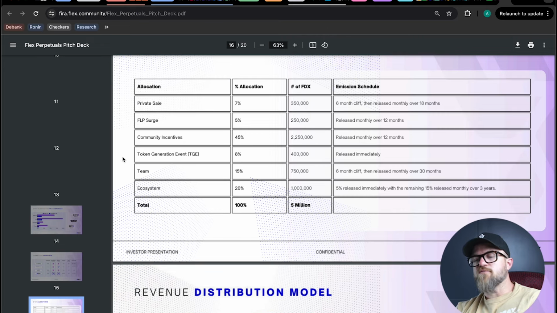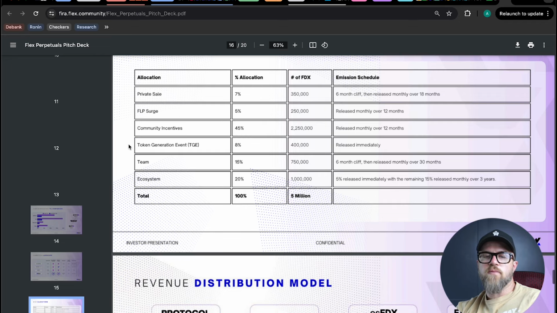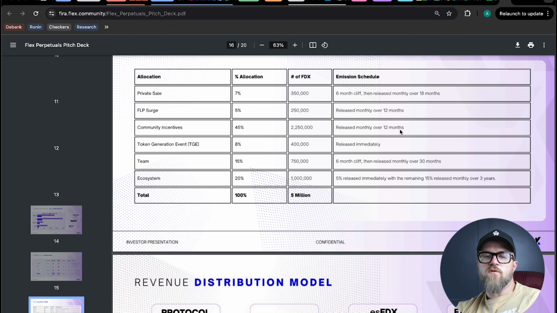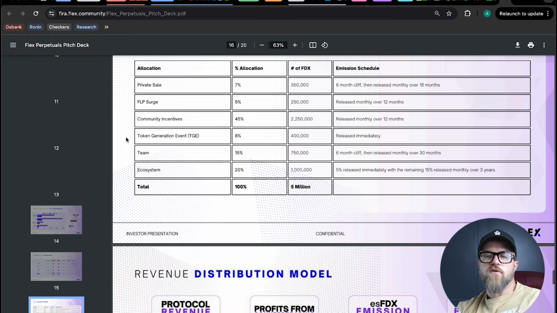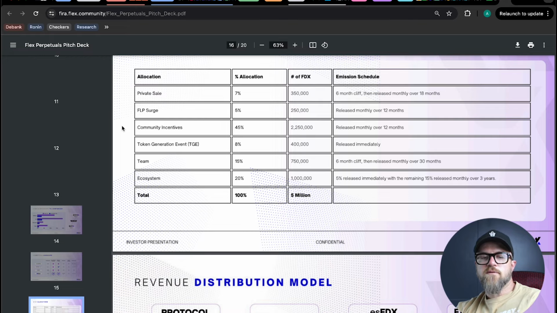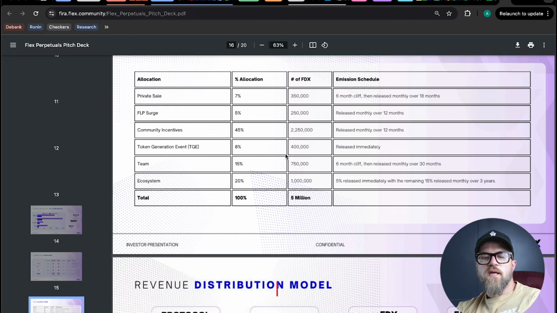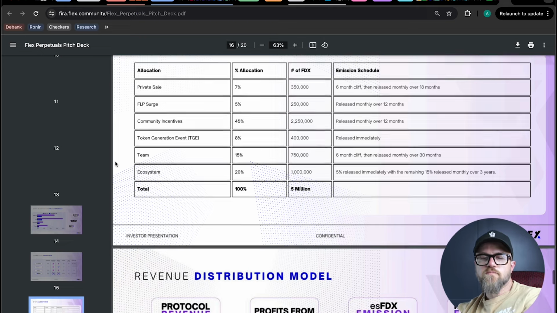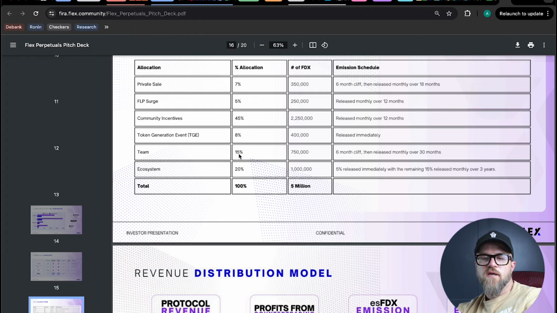But the more successful it can be in the future too. So I think I'll probably participate in the FLP surge as well, as I'm a big LPer. But then community incentives, these will be released monthly over 12 months. I'm sure this will be an airdrop of sorts, guys, and that's already been mentioned, so that's awesome. Token generation event, there will be 8% at the TGE. I'm not sure how that's going to be. Maybe that's probably 8% that's going to be liquidity on Aerodrome, right?